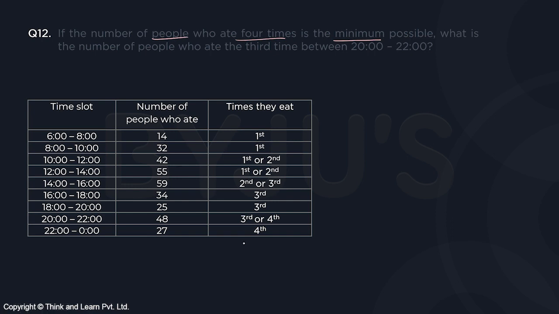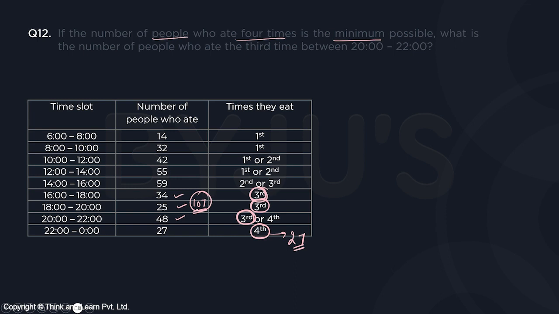So I can assume to minimize the people eating for the fourth time, can't I just assume that these people, they necessarily ate for the fourth time? You can't change it. But can I just assume that all the people here ate for the third time? Can I do that? Let's try. If I give it a try, 34 plus 25 is 59. 59 plus 48 becomes 107.